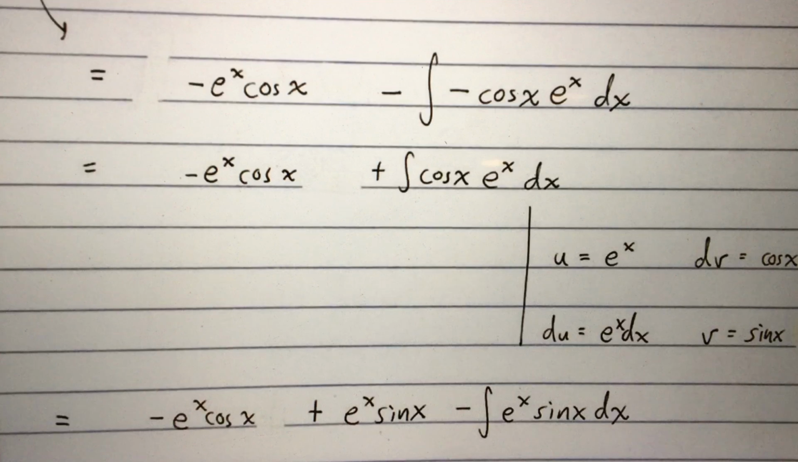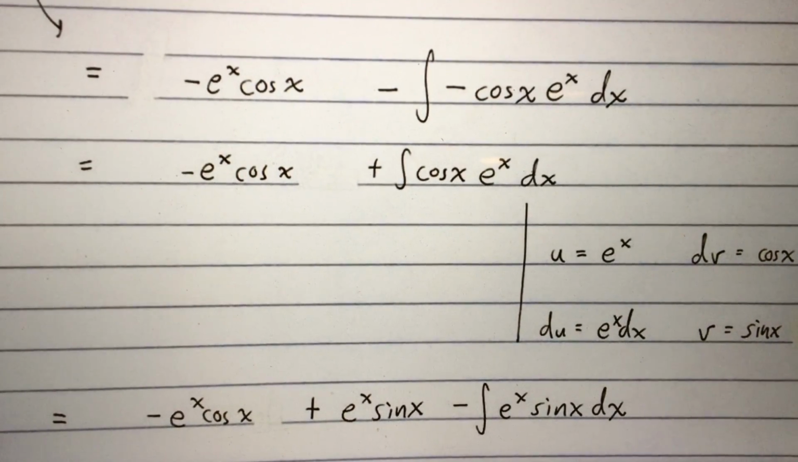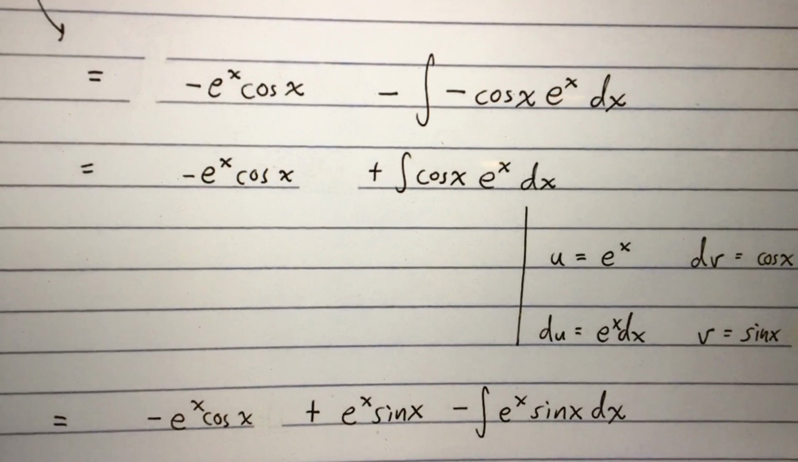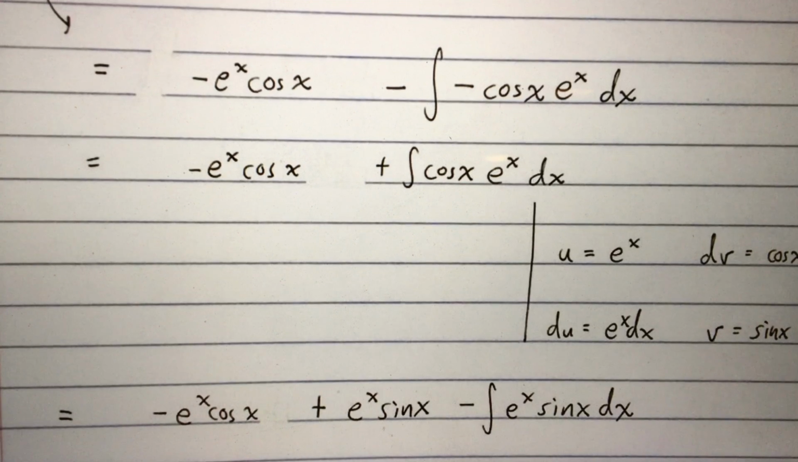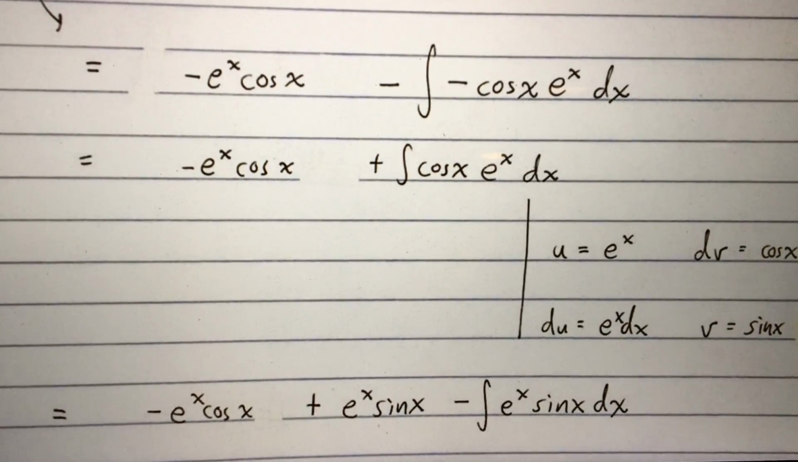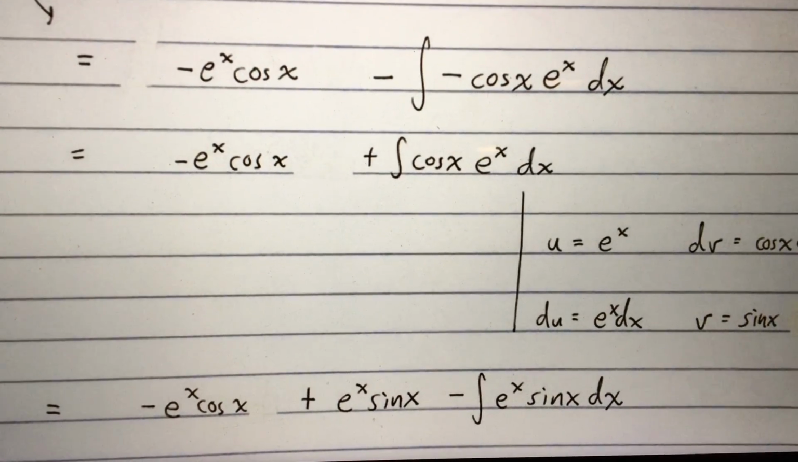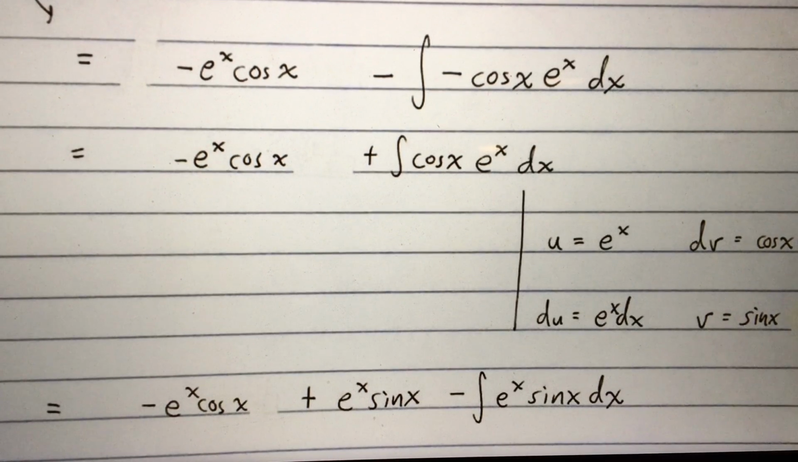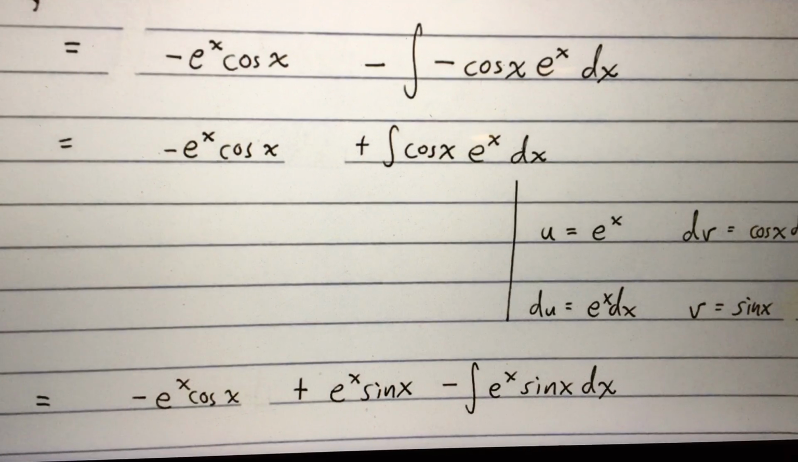So when we put them back into the problem, now we have to be careful not to forget to copy from above. We still have that negative e to the x cosine x from the first integration by parts. Now the second integration by parts is e to the x sine x, uv, minus the integral of v du, sine x and e to the x. So I just write it e to the x sine x for clarity.